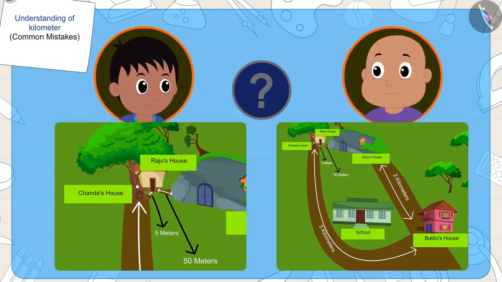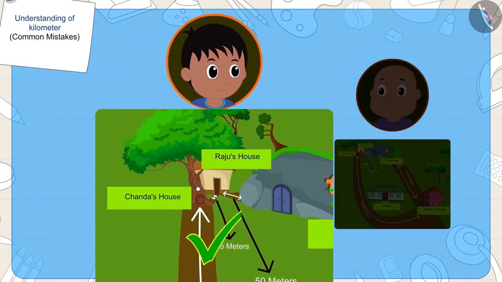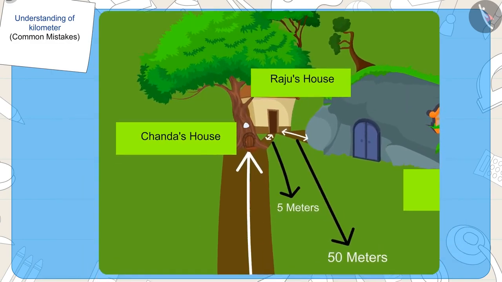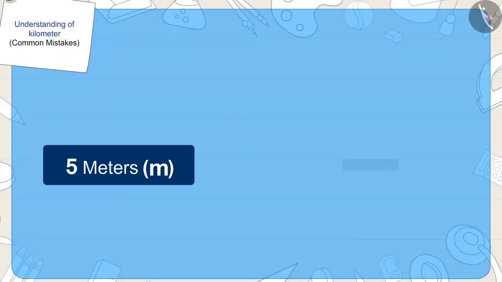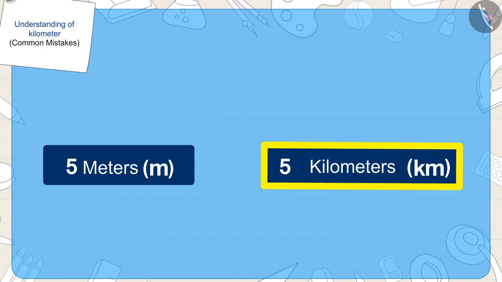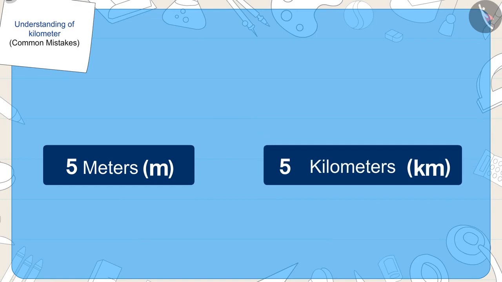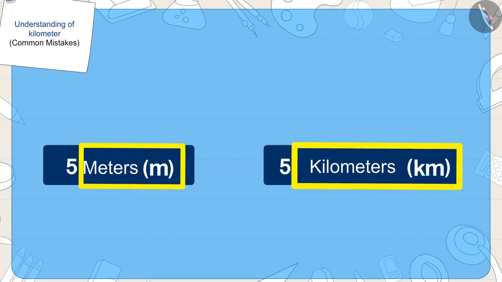So, whose point is correct? Right! Raju's argument is right. His house is closer to Chanda's house. Kids, remember that whenever we have to compare distances or lengths, then we should compare not only their numbers, but also their units.